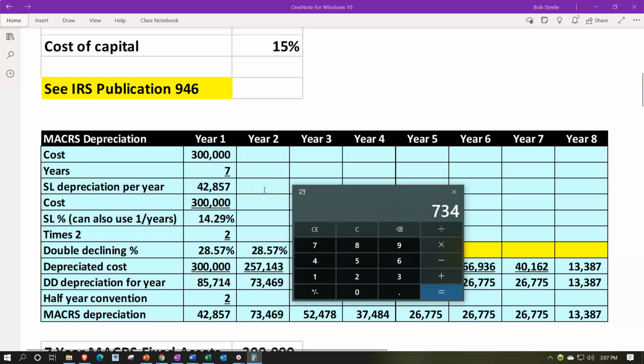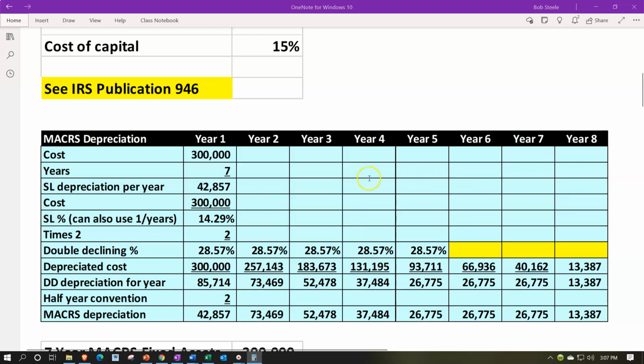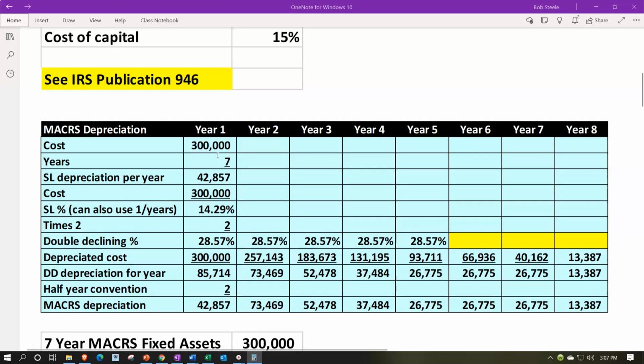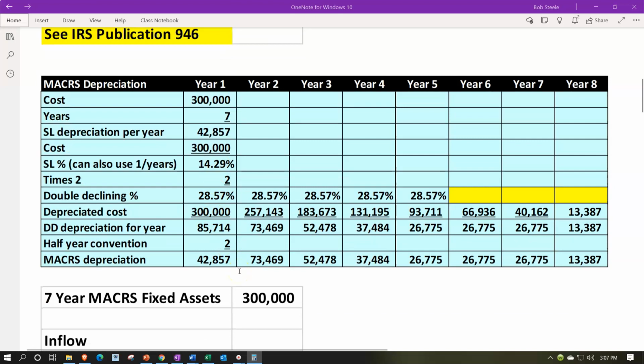42,857 plus 73,469 plus 52,478 plus 37,484 plus 26,775 plus 26,775 plus 26,775 plus 13,387 is the 300,000. So we have the 300,000 there. We've allocated it out, even though we paid cash 300,000 up front is our assumption. This allocation is important because it has a tax impact, and the tax impact will have a cash flow impact.